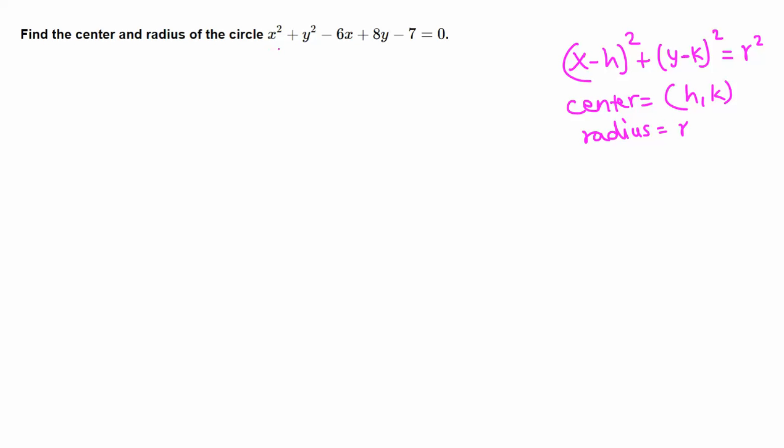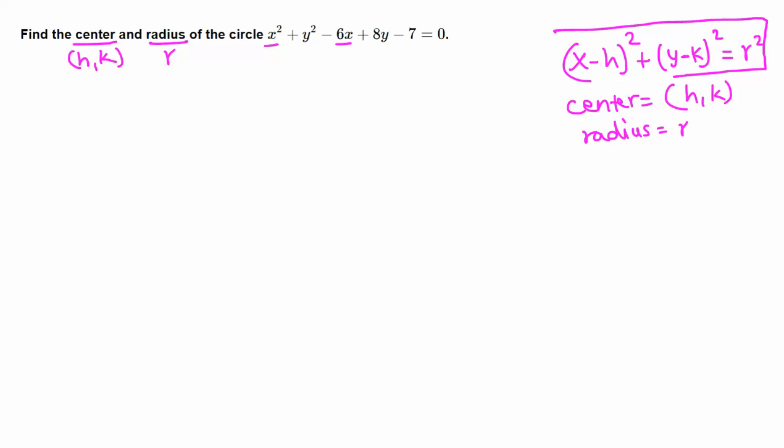So from this equation we need to find the center, that means (h, k), and the radius r. For that, we need to put this in this form: some quantity squared plus another quantity squared equals a number squared. So it's like completing the square. We have x squared and 6x here, so we need to put that together in just one place. Look at this standard form.